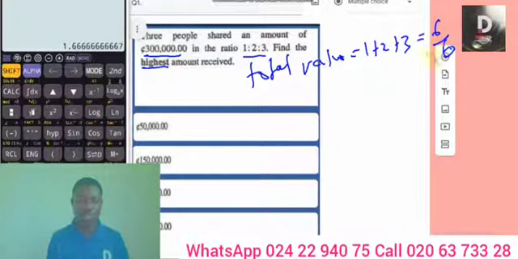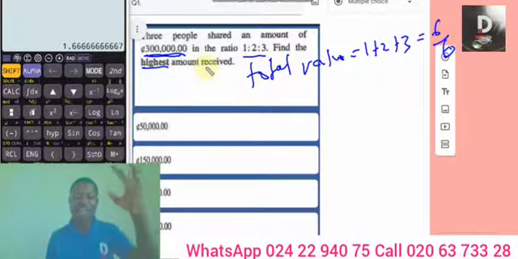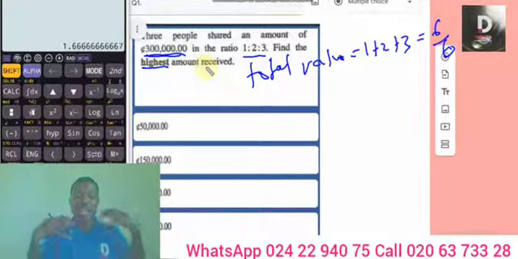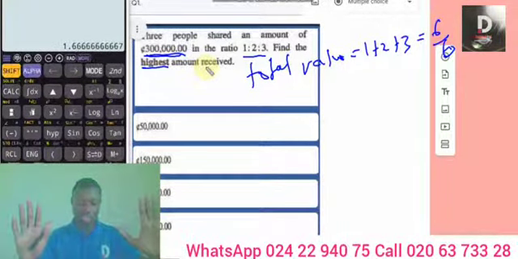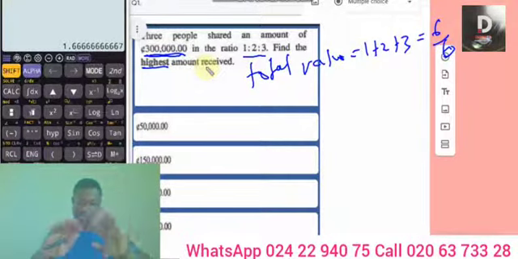So that's the total ratio. Then you identify what amount has been given to you in the question. It said 3 people shared an amount of money, 300,000. So that is the total. It didn't say it belongs to the first person, second person, or third person. It said they shared an amount of money. The moment you hear English of that nature, that means that is the overall total. Have you gotten the picture?